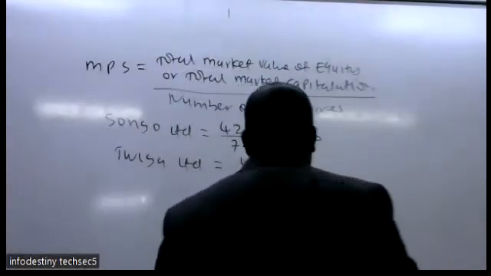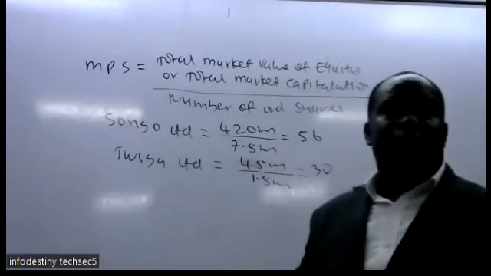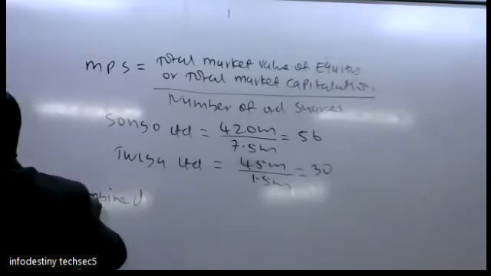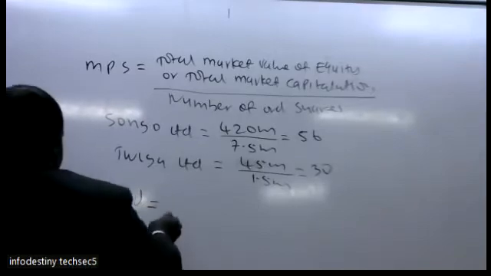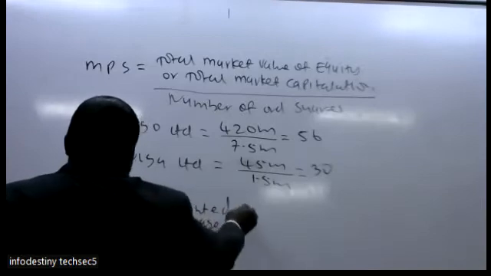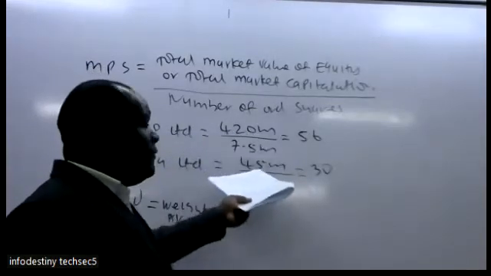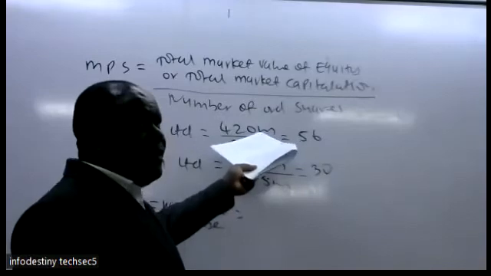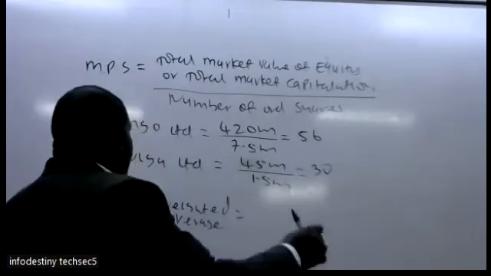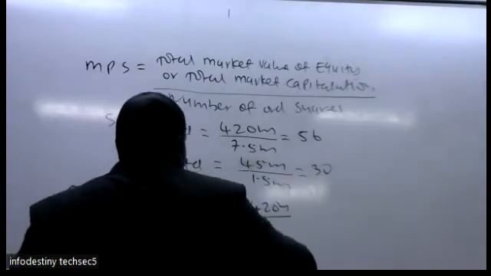So they want the combined. The combined will be the weighted average. So to get the combined market price per share, it is the same as the weighted average. For the weighted average, we use this total. There is 420 plus 45. So for Songo, you take 420 millions, divide by the total, which I've said is 400 and what?